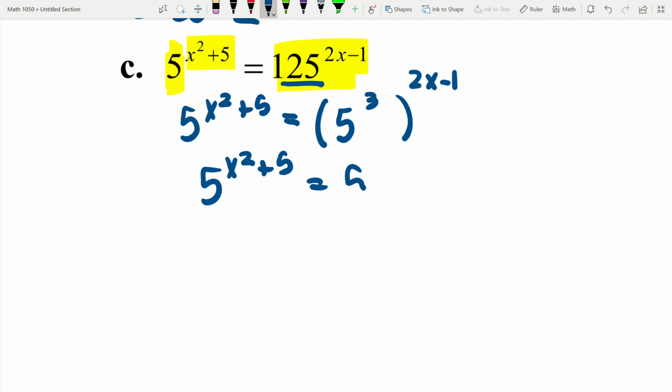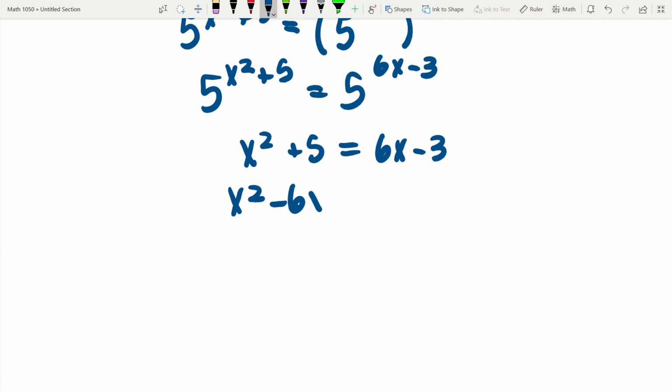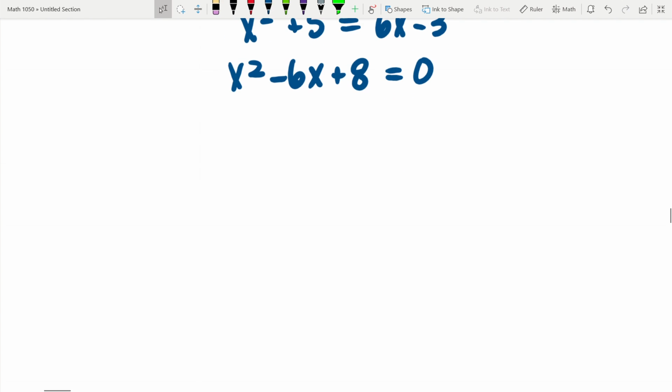Power to a power rule, what do I do to the 3 and the 2x minus 1? Do I add them or do I multiply them? You multiply. Distribute the 3 and you get 6x minus 3. Now I'm ready to let my exponents be equal. So now I know x to the second plus 5 is equal to 6x minus 3. Pull the 6x and the negative 3 over to the left, and I have x to the second minus 6x plus 8 equals 0. Does that thing factor?